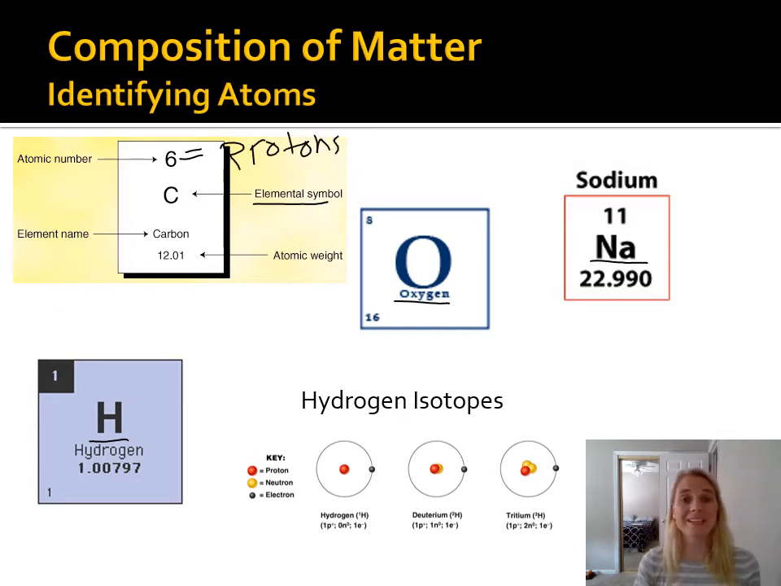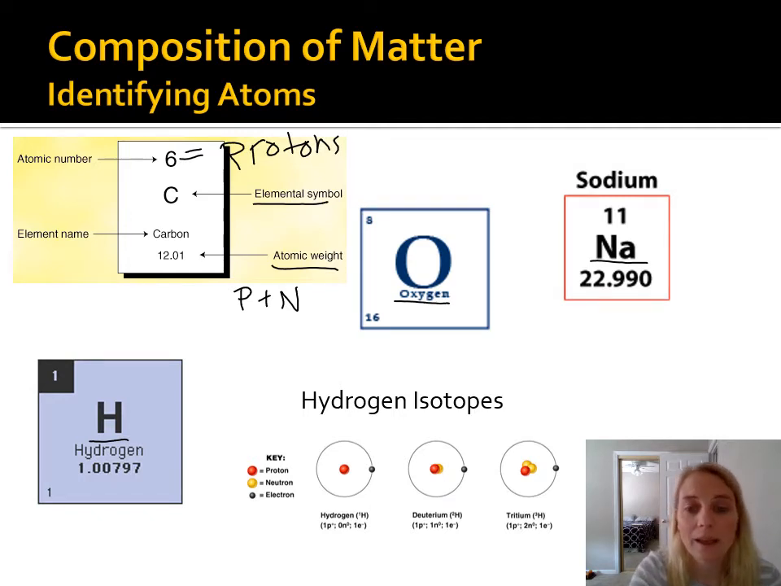Okay, so that gives the identity. There's no two elements that have the same atomic number. Every element has its own atomic number, and that number equals the number of protons that it has in the nucleus. And the atomic weight, or atomic mass sometimes, is protons plus neutrons, because remember, they're the only ones that have mass. So you add those together, and that gives your atomic weight.